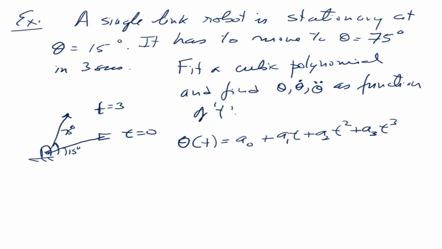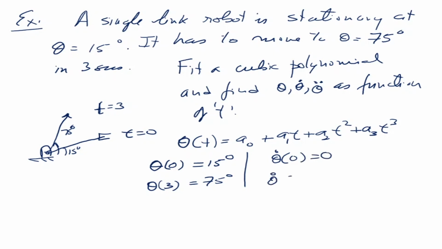at time equal to 0, theta of t is equal to 15 degrees. At time equal to 3 seconds, this is at 75 degrees, it is given. What are the other two constraints? Theta dot at 0 is equal to 0, and theta dot at 3 is also equal to 0.